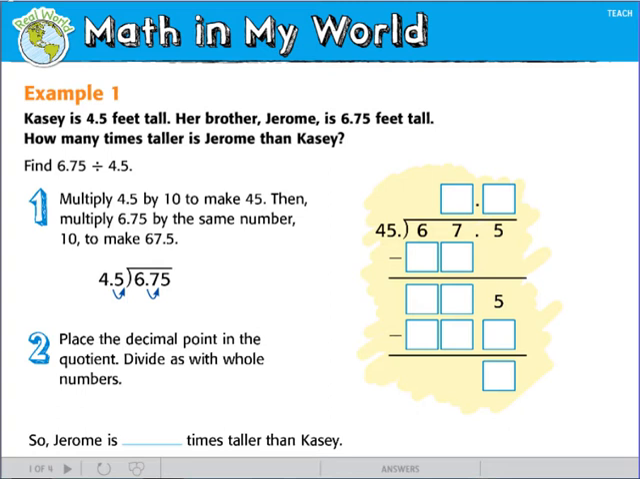All right, our first example today. It says Casey is 4 5/10 feet tall. Her brother Jerome is 6 7/5 feet tall. How many times taller is Jerome than Casey? So we're going to find 6 7/5 divided by 4 5/10. So they have us multiplying 4 5/10 by 10 to make 45, and then multiplying 6 7/5 by the same number to make it 67 5/10. Okay?